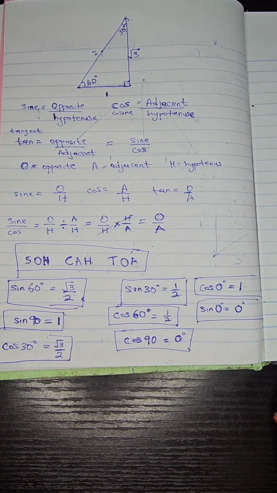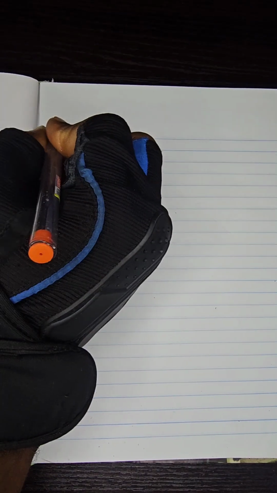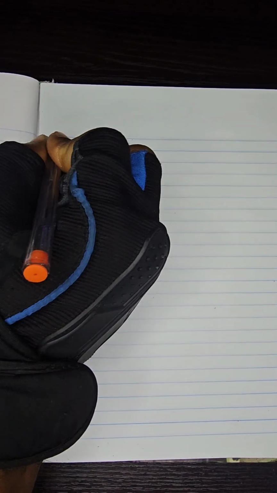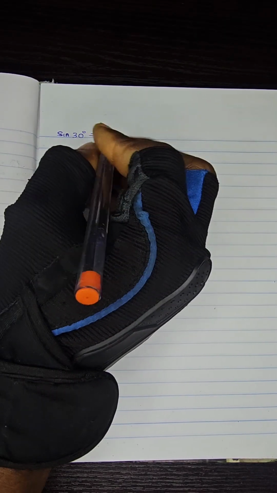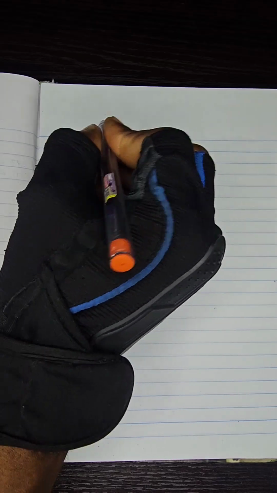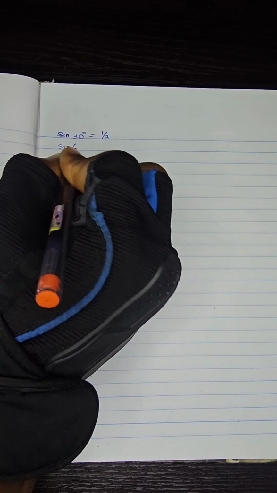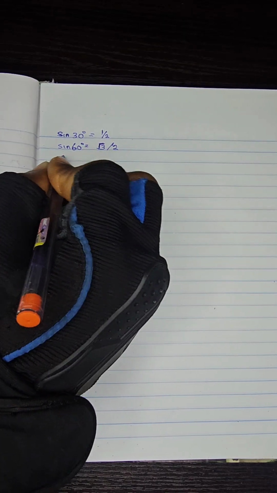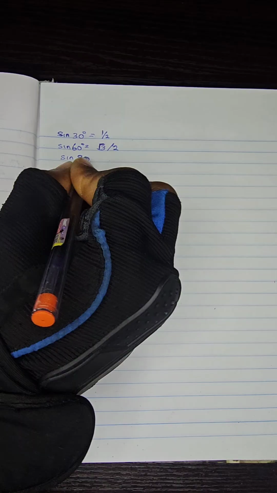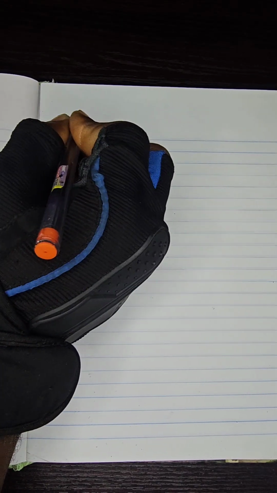So let's summarize what we just did. For sine, we have sine 30 degrees to be, from what we solved, 1 over 2. Sine 60 degrees to be root 3 over 2. Sine 90 degrees to be 1. I think I'll write sine 0 here to be 0.